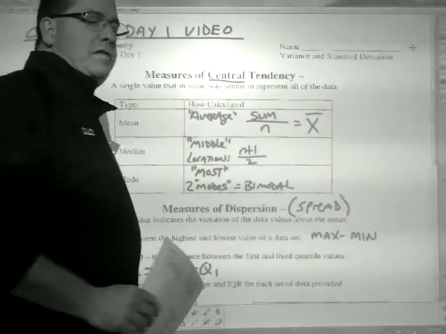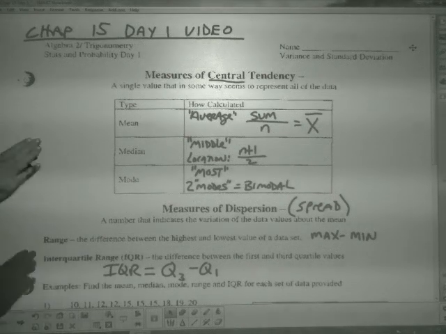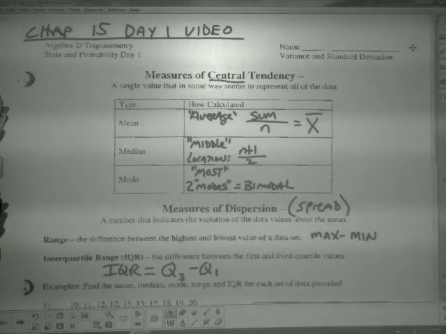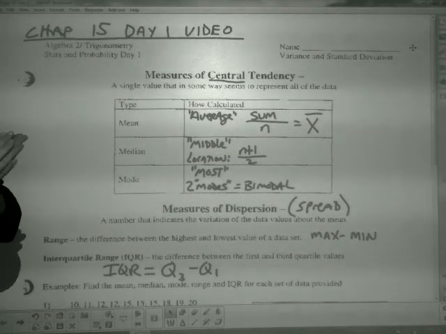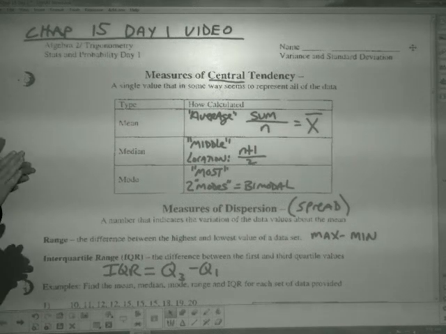Okay, chapter 15, day 1. My favorite chapter. This is all about statistics and probability. And what we're going to do is we're going to be working out of a packet. And that's just kind of the easiest way to take all of these notes.